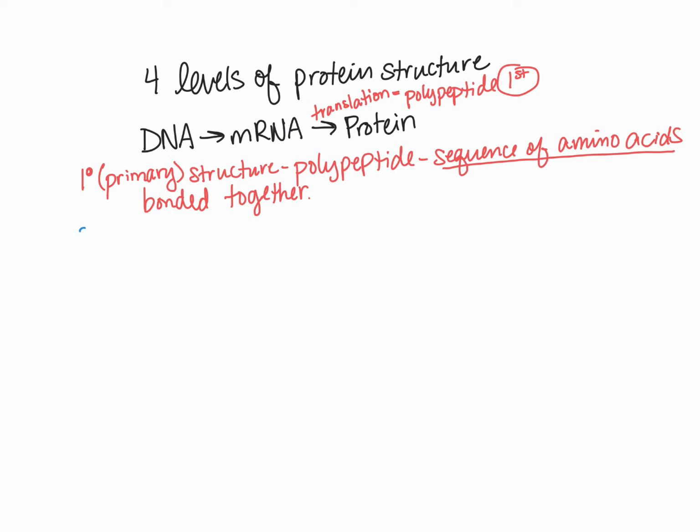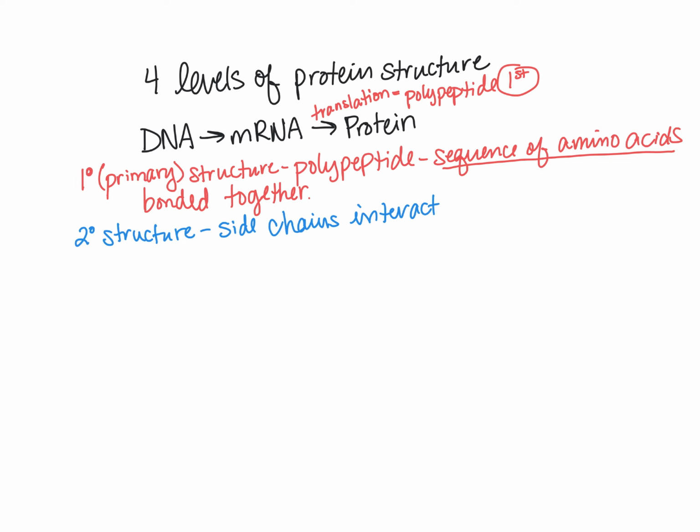Now, the secondary structure of proteins is where the side chains of amino acids interact. And it causes this polypeptide to either start folding into what we call beta pleated sheets, or they form these spirals. So these side chains interact.